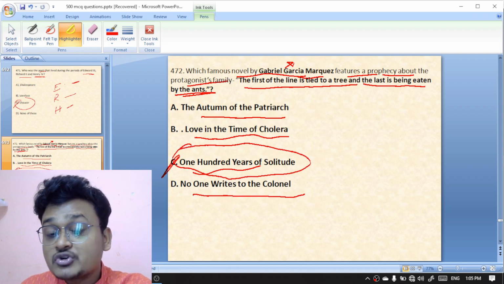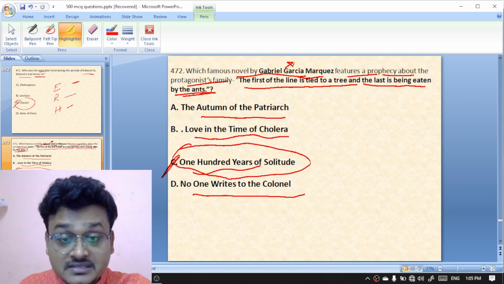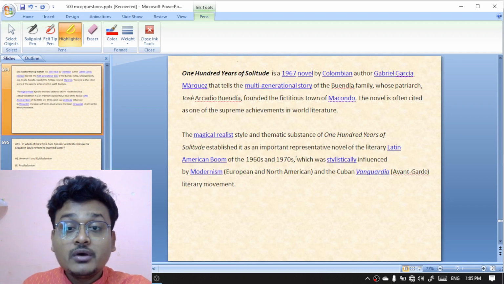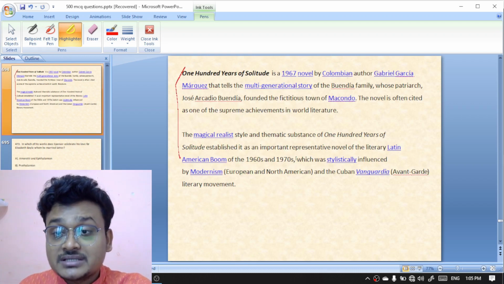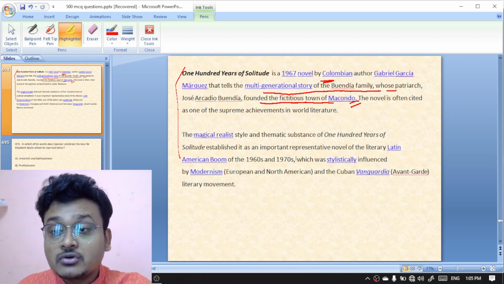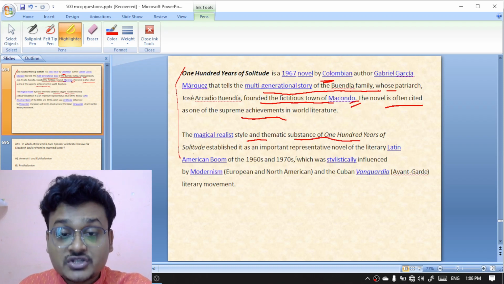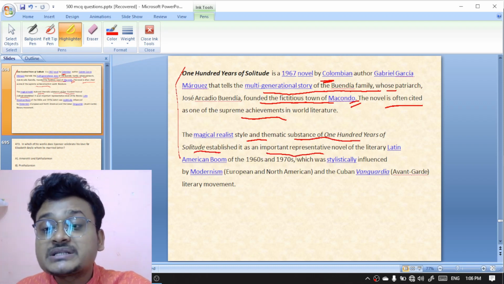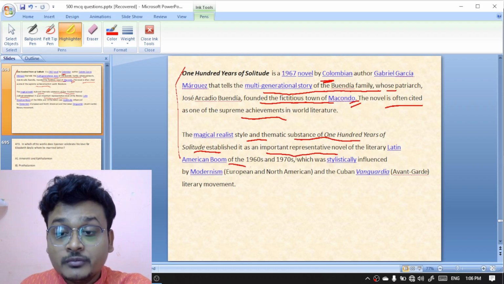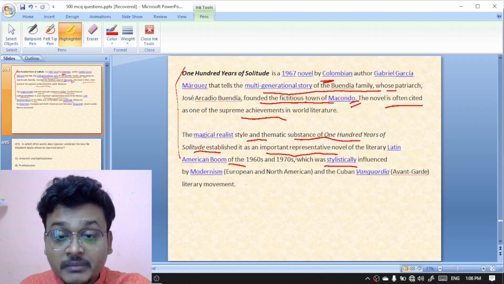This is the most famous work written by Gabriel Garcia Marquez, One Hundred Years of Solitude. It is written by a Colombian author and tells the multi-generational story of the Buendia family, whose patriarch José founded the fictitious town of Macondo. The novel is often cited as one of the supreme achievements in world literature. The magic realist style and thematic substance of One Hundred Years of Solitude established it as an important representative novel of the Latin American literary boom, which was stylistically influenced by modernism.